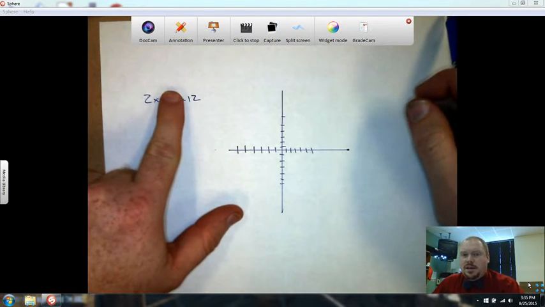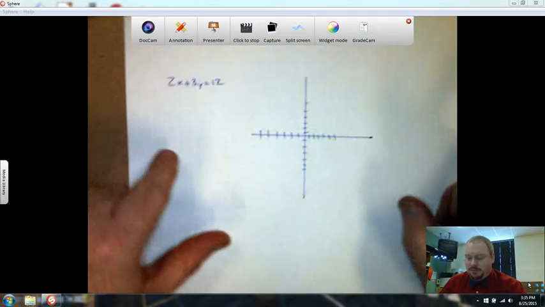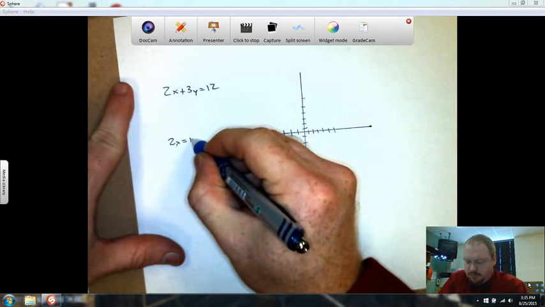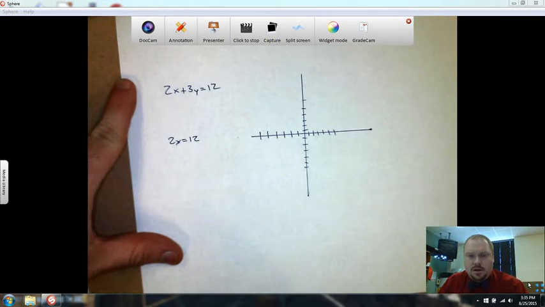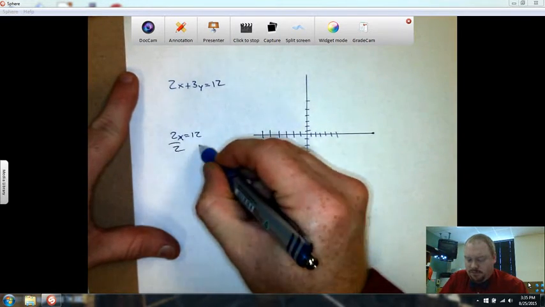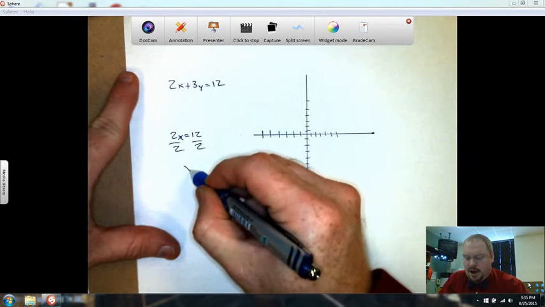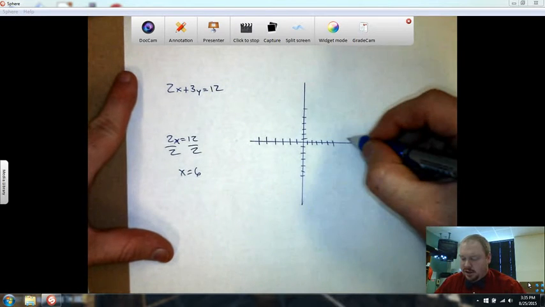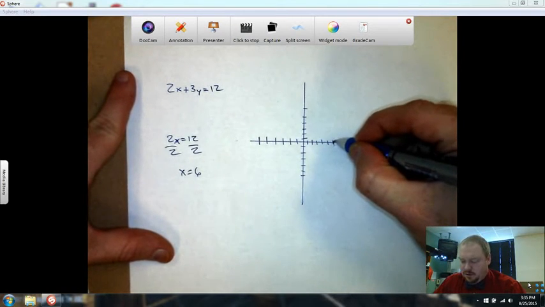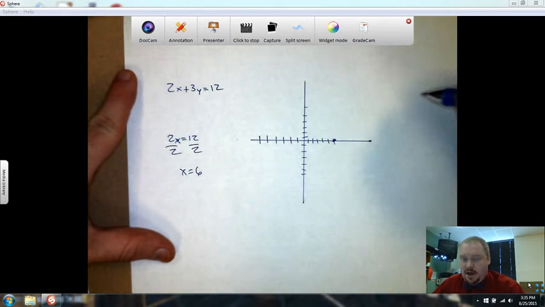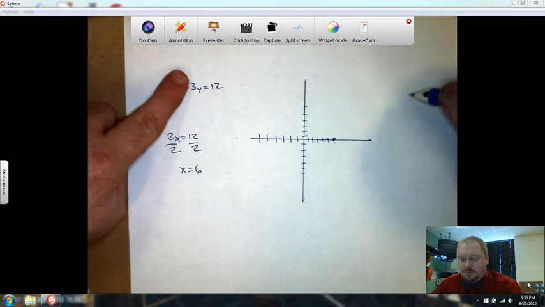I could say 2x equals 12, and I could solve that. Divide both sides by 2, and that tells me that x equals 6. So I could put a dot on the 6 on the x-axis. Now, I could do the same thing and solve for y.